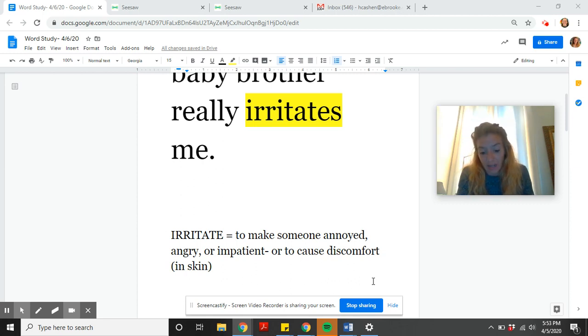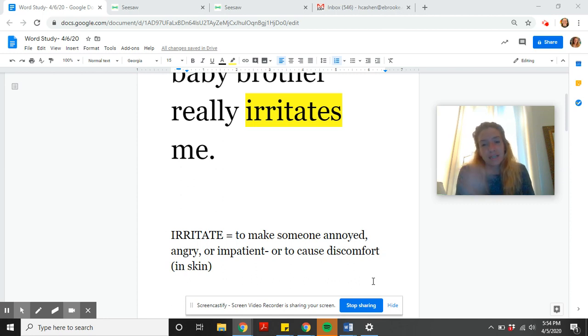For example, if you were in Cornell and you saw what always happens to my wrist because of my watch, my skin gets irritated. That means it gets rubbed a lot, so then there's discomfort. So irritate is another word, a synonym for being annoyed, angry, or impatient, but it's really mostly like getting annoyed. If something is irritating you, it's really bothering you.